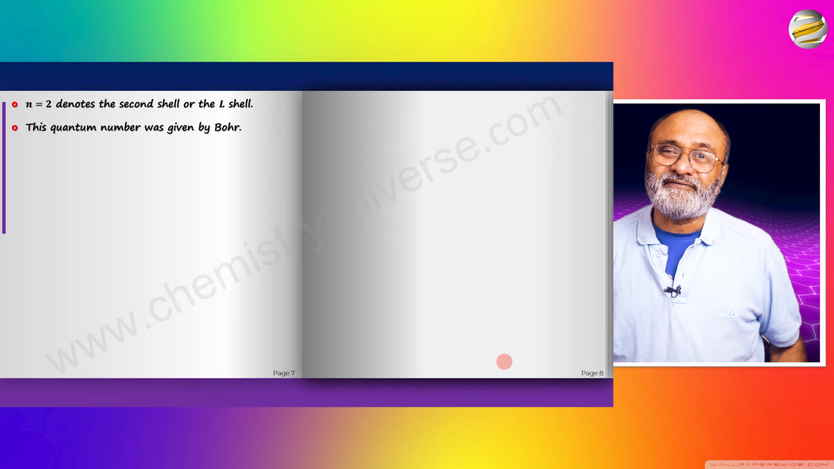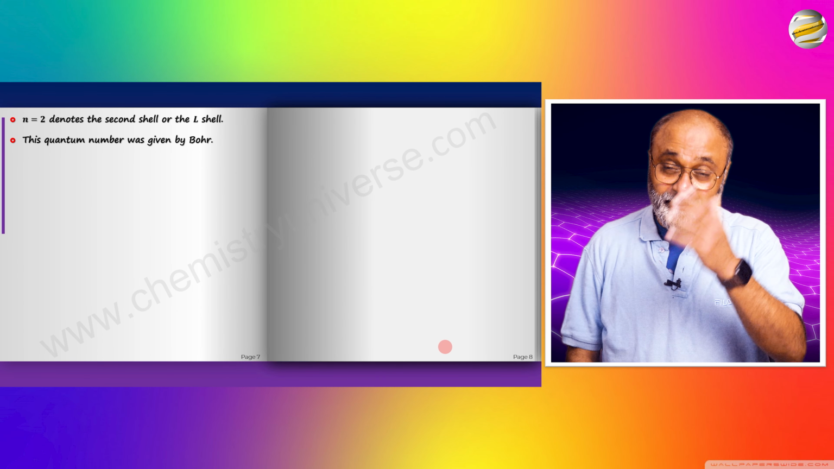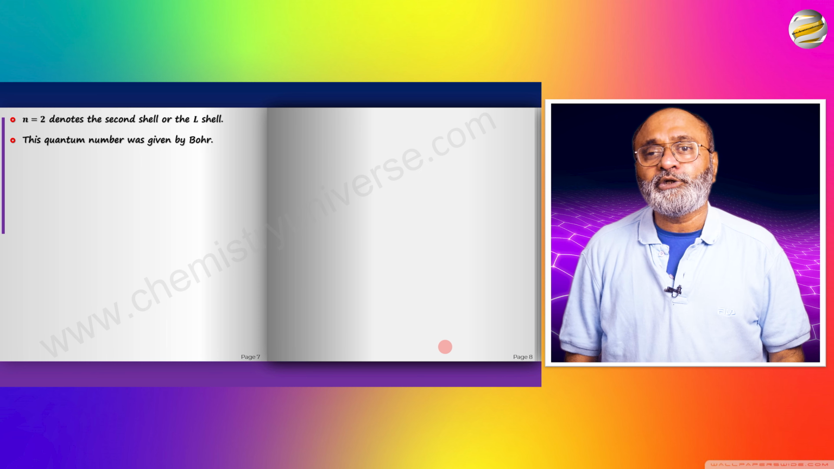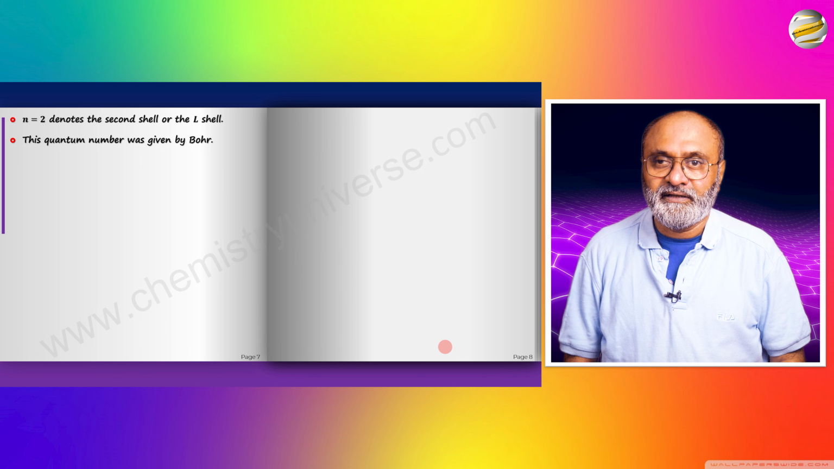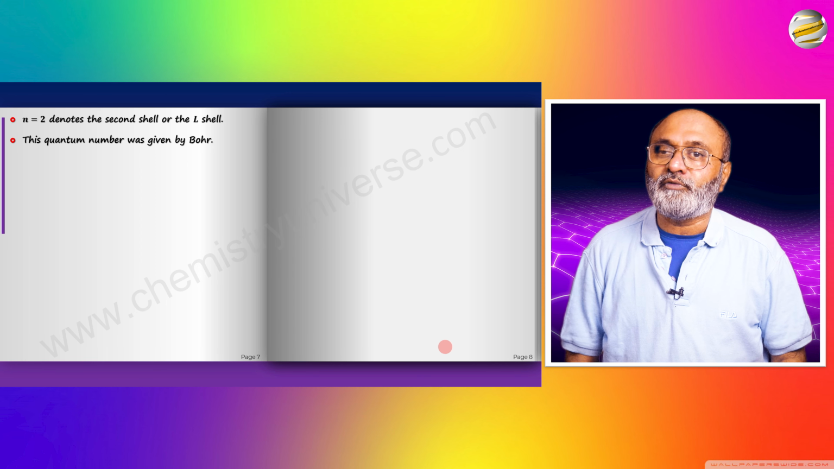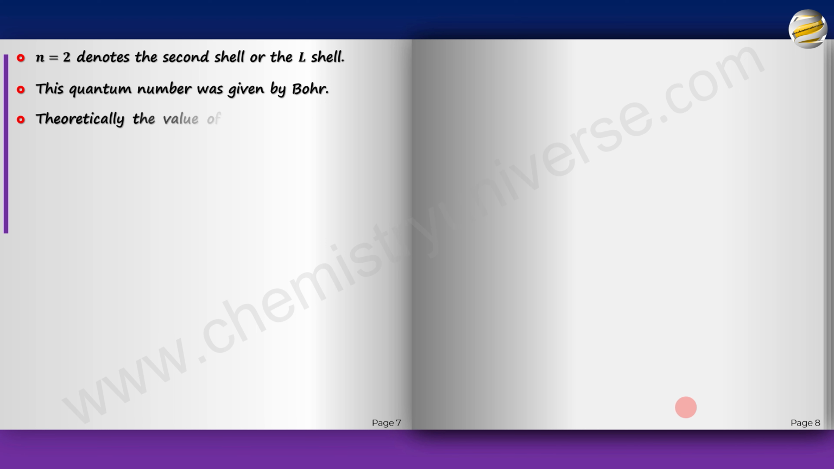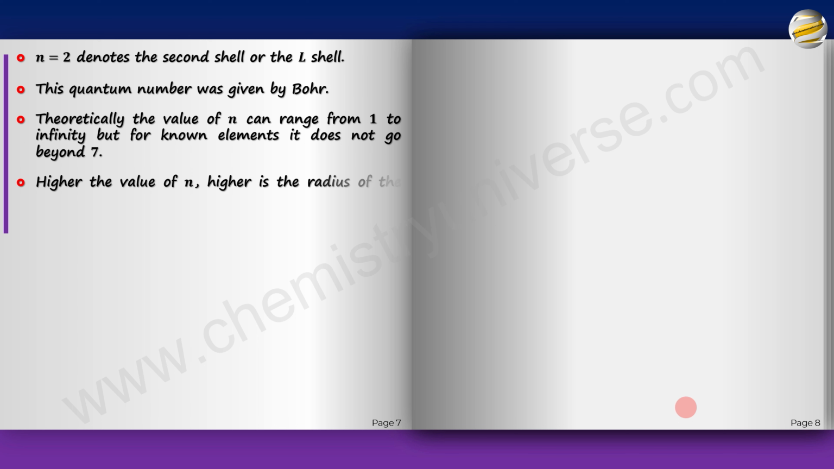Now, theoretically, the value of n can take any value. You remember, we used to take even infinity in the case of hydrogen. But among known elements, the maximum value of n you will ever have in an atom is not more than 7. 7 is the maximum value. So, theoretically, the value of n can range from 1 to infinity, but for known elements, it does not go beyond 7. And higher the value of n, higher is the radius of the shell as well as energy.